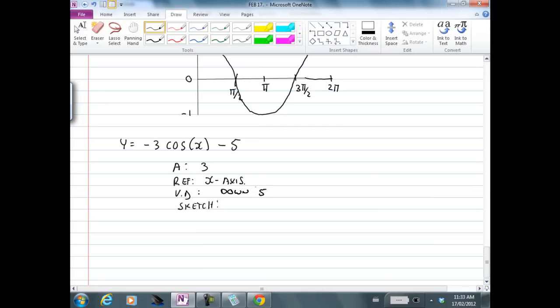Now, when you sketch the graph, sketching is the easy part. Again, I label my center line. Let's make this a bit longer. And notice we're not starting up there, because there's a negative. We're going to start all the way down. But before we do that, we know this is -5.